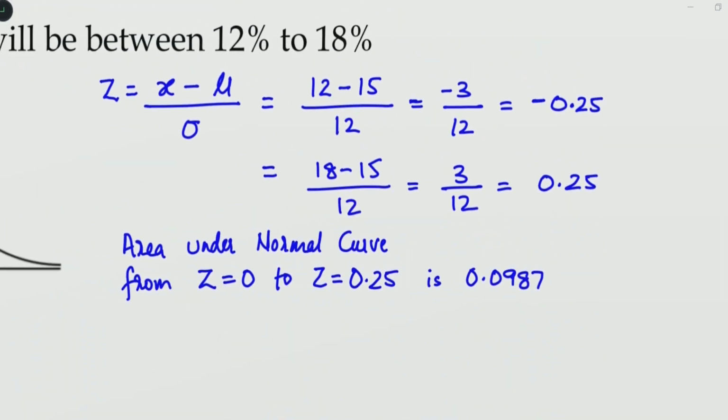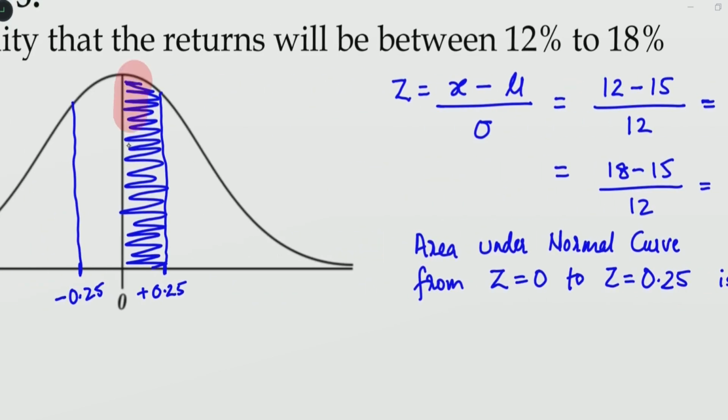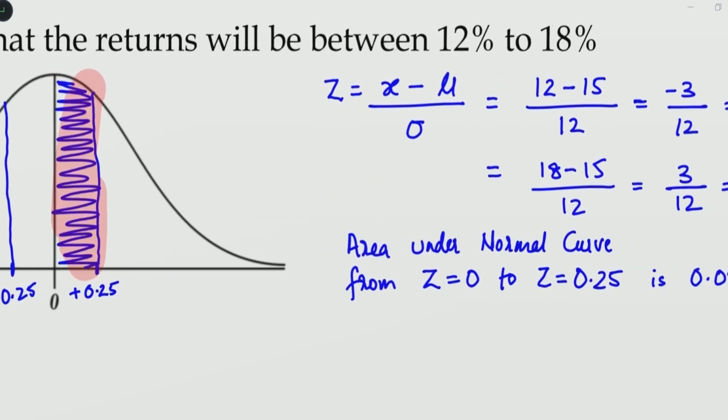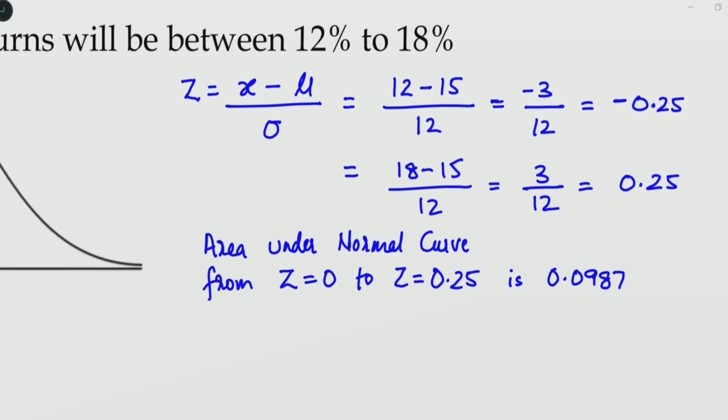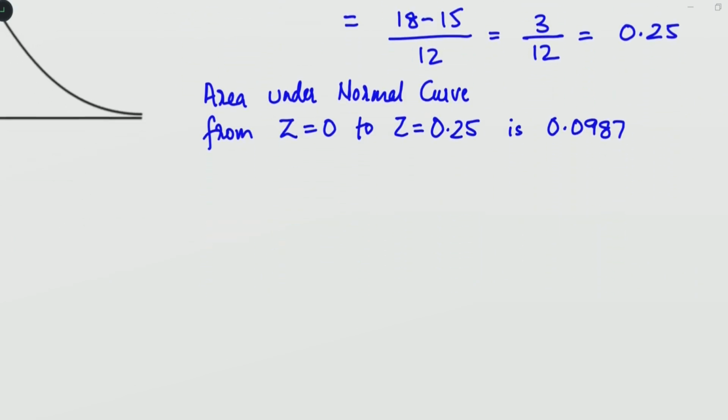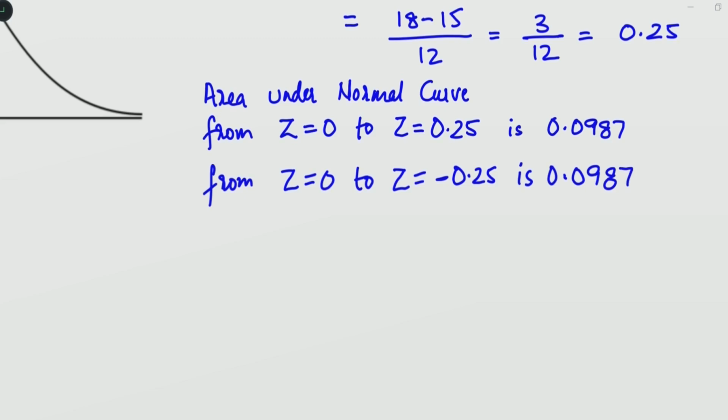Now which area is this? It is the area under normal curve from z equal to 0 to z equal to 0.25. That means if I focus on this, this is the area and this area is given as 0.0987. So now logically, if I write one more line over here, from z equal to 0 to z equal to negative 0.25, obviously it is going to be the same, that is 0.0987, correct?